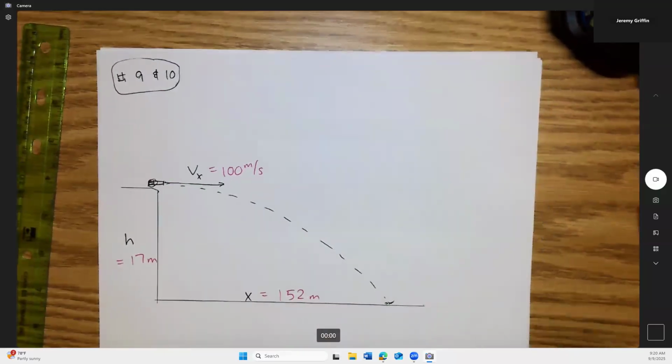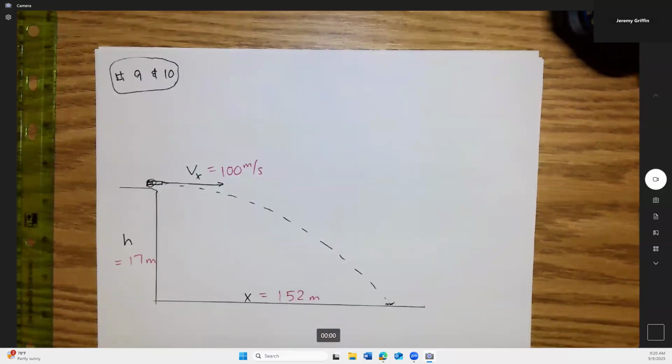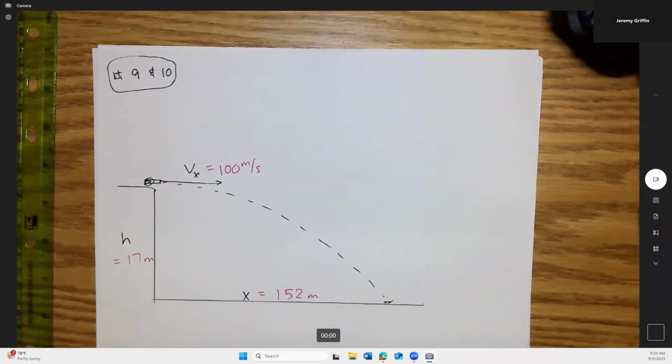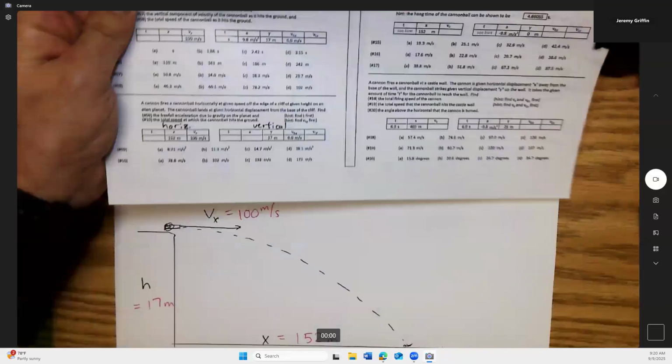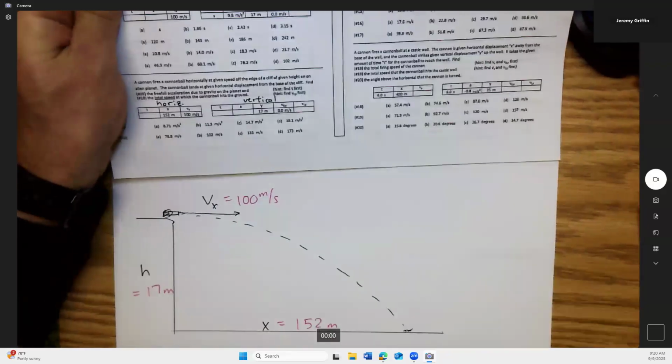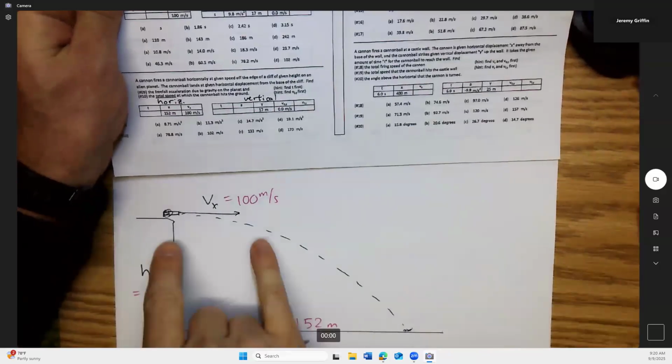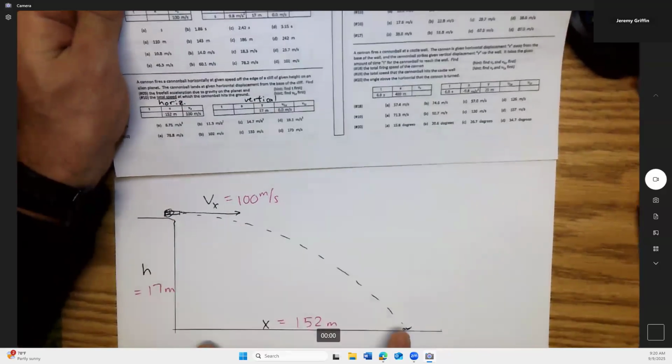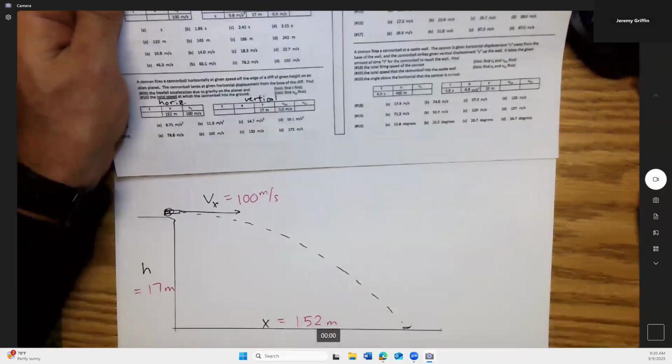Now, of course, you could solve in terms of variables, which is good practice, or you could just plug in numbers from the get-go. Either way, it should get you the answer. Do you want to start with vertical information or horizontal information on this one? Show of hands: how many say we should start with horizontal information? Yeah, I agree with you, because we know how fast the cannonball's going across and how far it ends up going. Therefore, we could very quickly solve for what? Time.